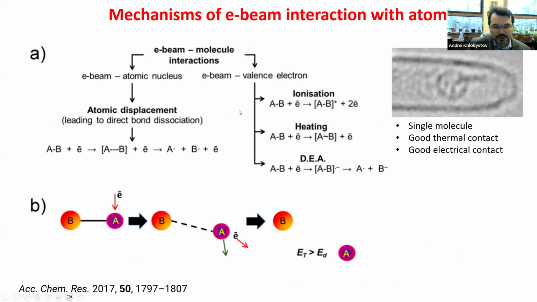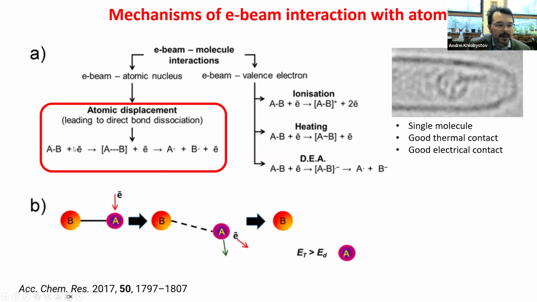Because we look at a very thin object, effectively a single molecule, which is often embedded in a carbon nanotube, that means very good thermal contact and very good electrical contact. We can really boil down all the interactions between the electron beam and the molecule to what we call the knock-on effect mechanism, where the kinetic energy or momentum of the electron is transferred to the atom of the molecule, and if the energy is sufficient, we can break the bond.